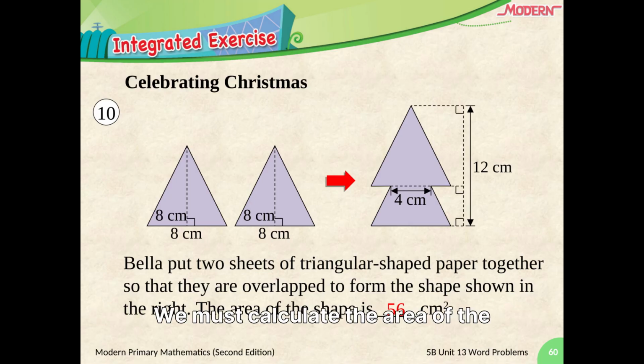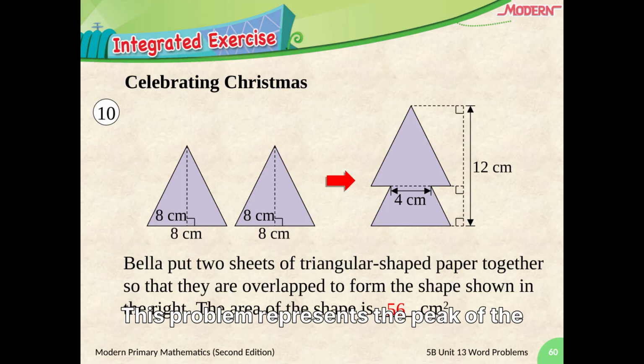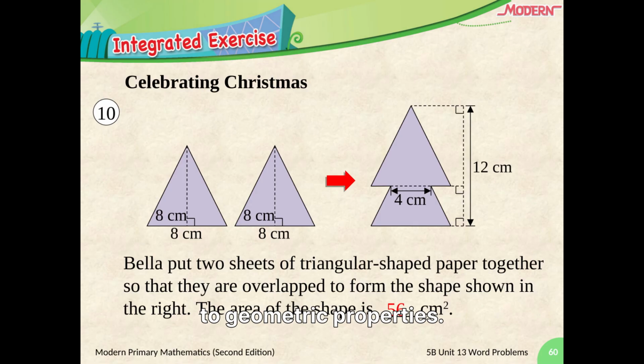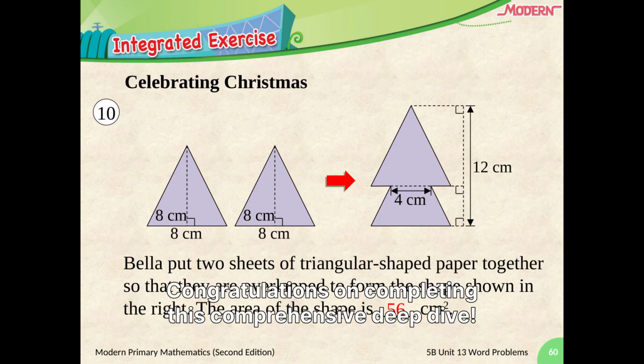We must calculate the area of the overlap and subtract it from the sum of the 2 triangles, or add the non-overlapping parts. This problem represents the peak of the module, requiring you to apply fractional scaling to geometric properties. Congratulations on completing this comprehensive deep dive.